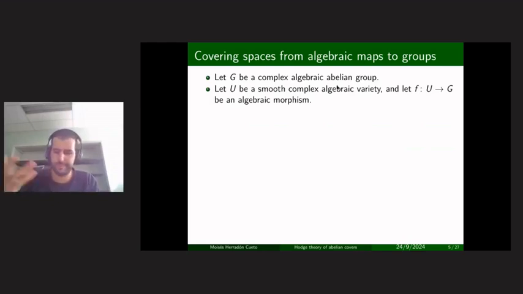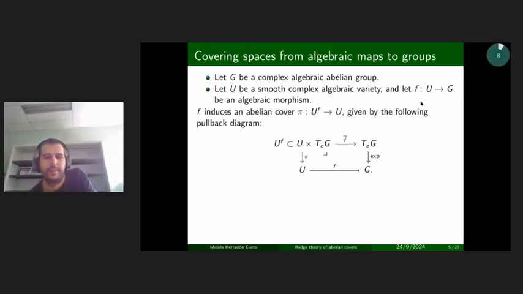You can think of a power of C star. You could think of an abelian variety, or in the most general setting, you could take an extension of one by the other, and then some smooth variety and an algebraic map. From such a map, you get a cover in this way. The group has a universal cover, which has abelian deck group because it's a group. I've written it as the tangent space. It's an affine space of the same dimension, and the covering map is the Lie group exponential.